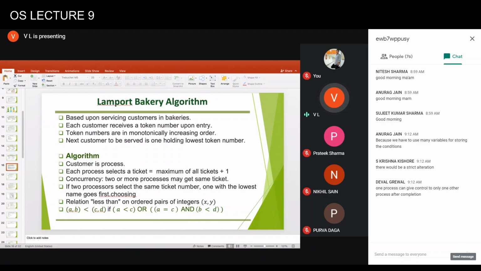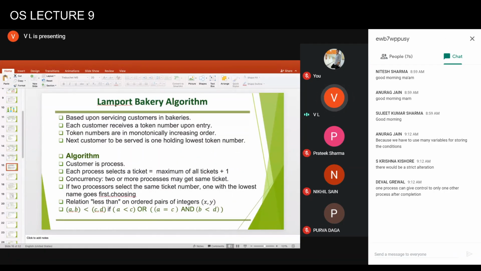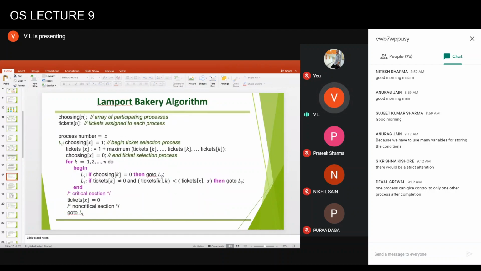Once the ticket assignment phase is over, we go to the next phase, where the processes try to find out which one, with the minimum ticket number, should proceed to the critical section. The processes check the ticket numbers of the other processes, and if another process has a higher ticket number than this one, this process will wait. Otherwise, it will move to the critical section. But quite possibly, two processes might have got the same ticket number, and so the tie is broken by looking at their process number. So this is how the algorithm works.